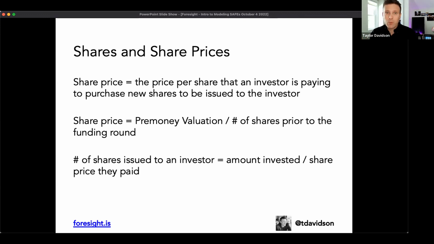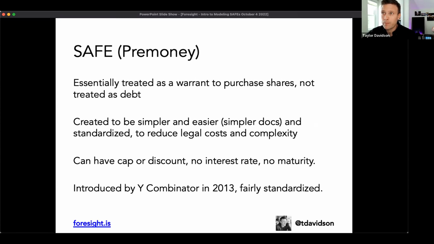We'll get into a little bit more on how that gets affected by things, because that's one of the most important points. Now, the number of shares that gets issued to an investor is the amount they invested divided by the price they paid. So there's a natural flow here: figure out what the share price is, figure out how much is to be invested, how many shares are being issued, increasing the total number of shares that are available and issued on the cap table.